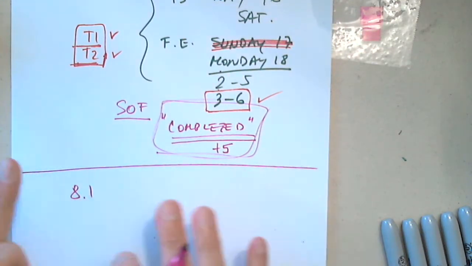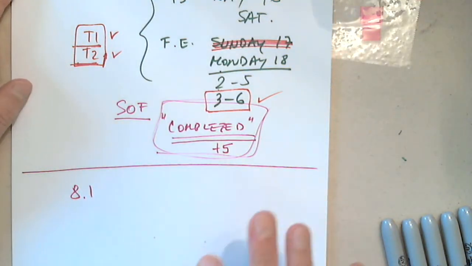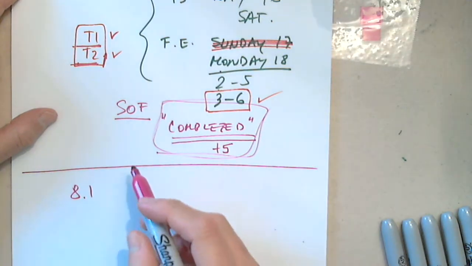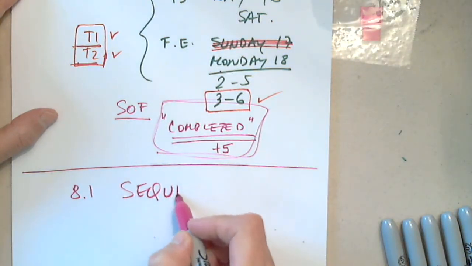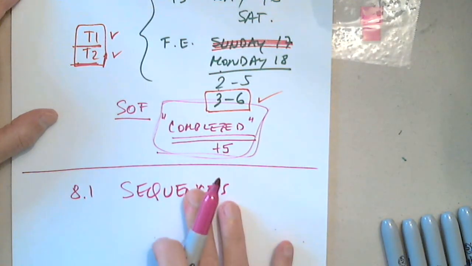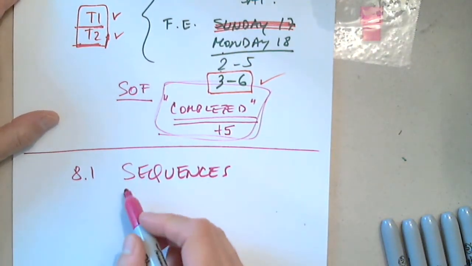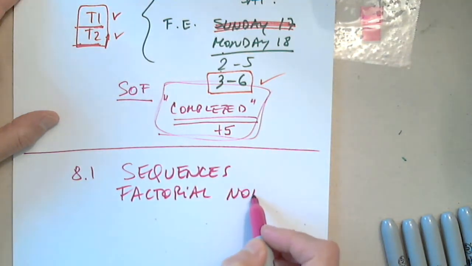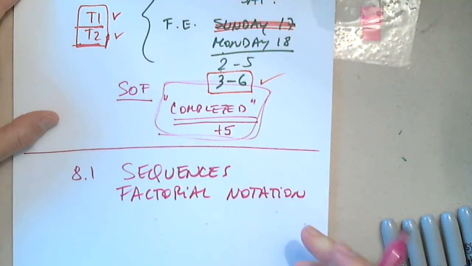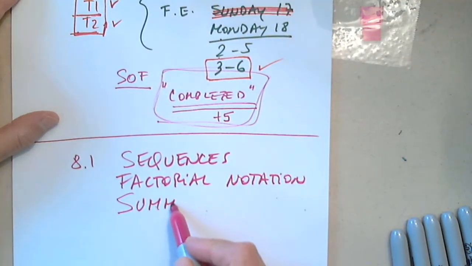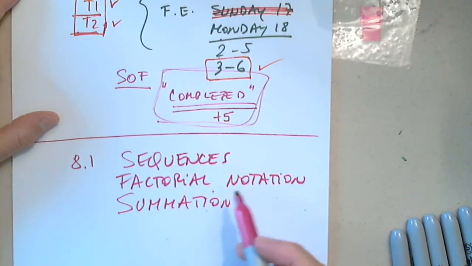Okay, this is the very last topic, I promise. It's the last section, and it deals with a lot of things. It deals with sequences. Sequences. I'm not going to define sequences just now. Factorial notation. And summation notation.